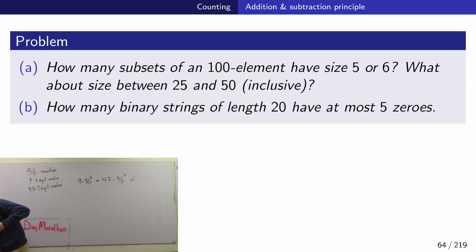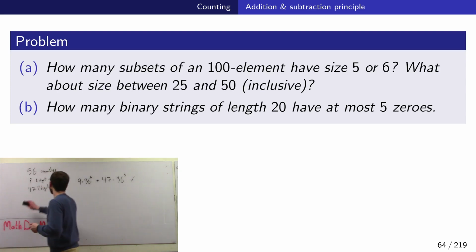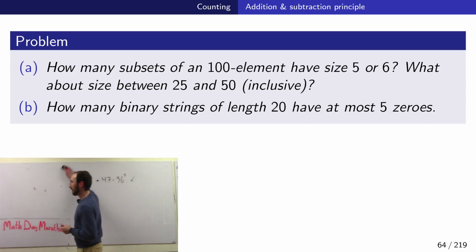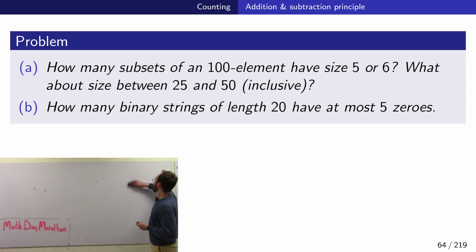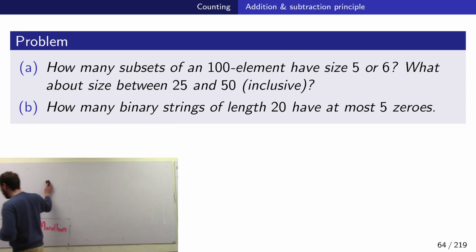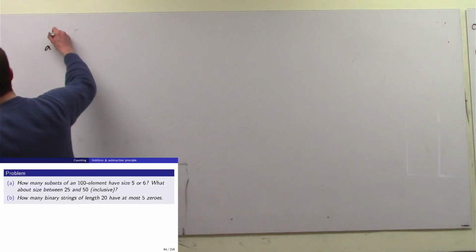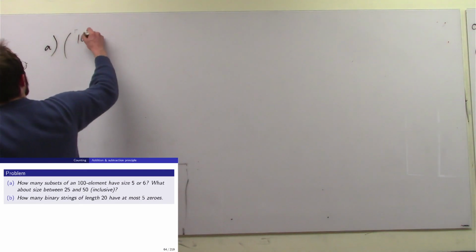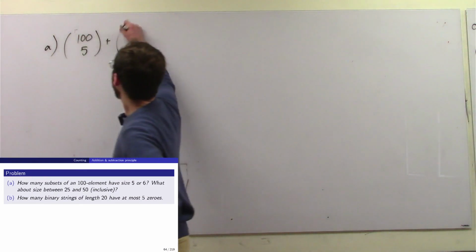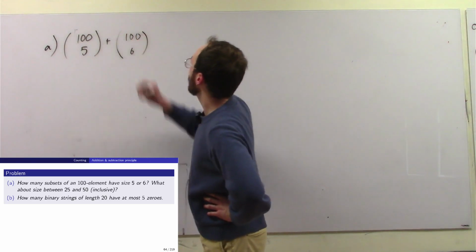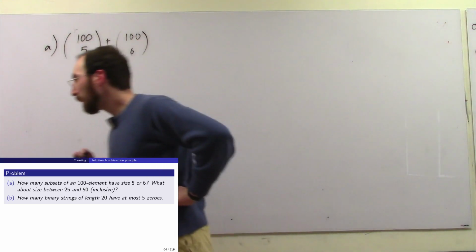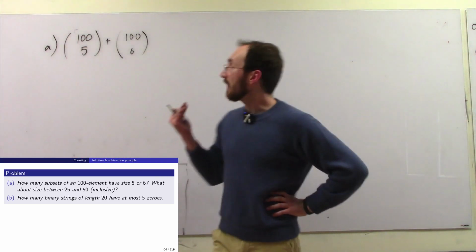What else we got here? Now what about counting subsets of sets? Okay, so maybe we have a 100 element set and we want to figure out how many subsets have certain sizes. Well, for this first part, that's nice. We can pick 5 elements, or we can pick 6 elements. Nice. What about if we go between 25 and 50?